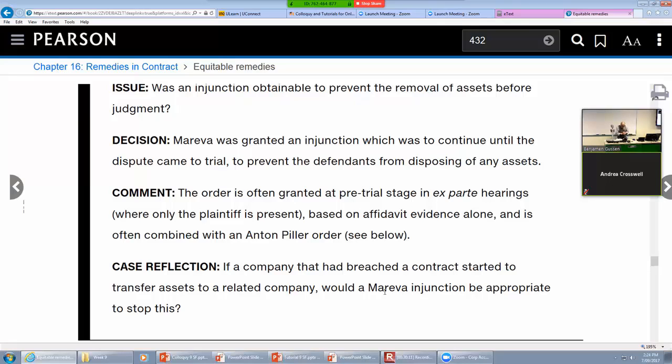This is back in 1980. Mareva was granted an injunction. That's why we have the Mareva injunction, which was to continue until the dispute came to trial. So we're going to keep the money in a safe place in this jurisdiction until we decide whether we should give it to the plaintiff or not, or part of it. So that prevented Mareva from disposing of any assets.